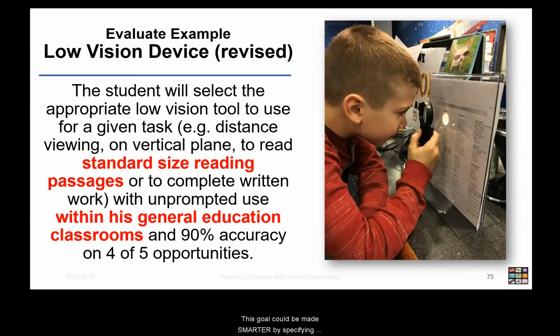This goal could be made smarter by specifying whether this will take place during one-on-one instruction or if this is to take place within the general education classroom or total school environment. I'm also going to add standard size reading passages to the examples. The goal now reads, the student will select the appropriate low vision tool to use for a given task, for example, distance viewing on vertical plane, to read standard size reading passages or to complete written work with unprompted use within his general education classrooms with 90% accuracy on 4 of 5 opportunities.